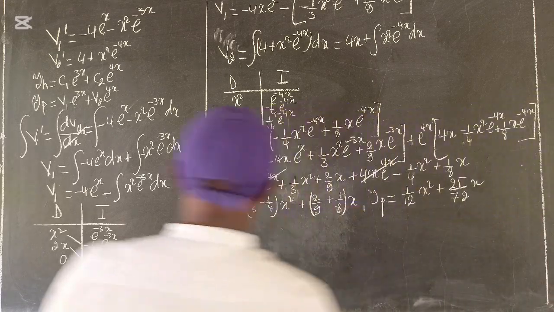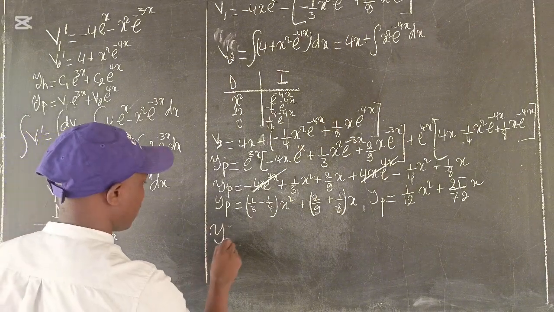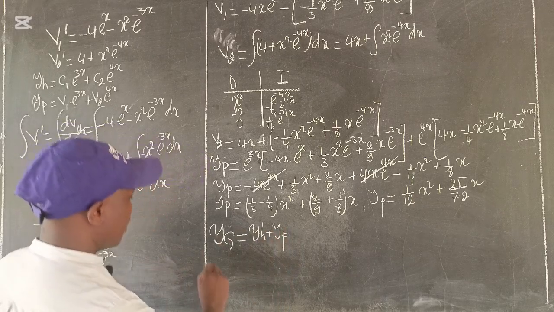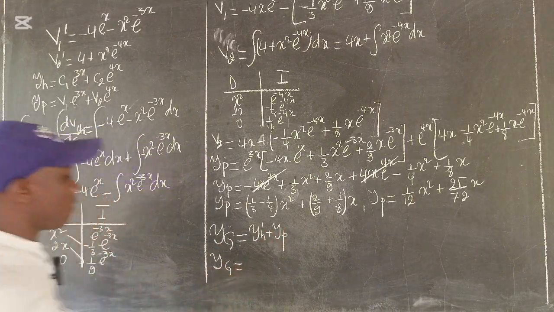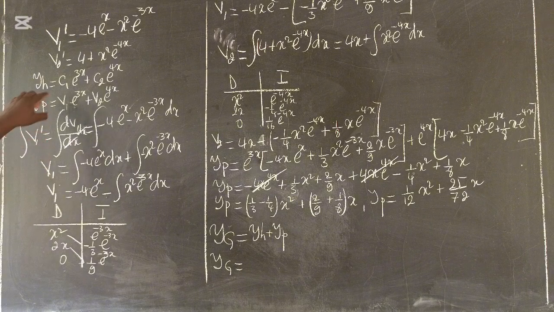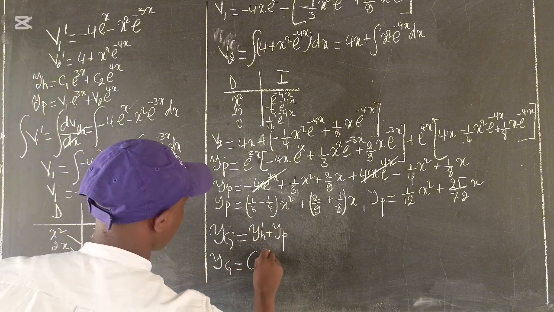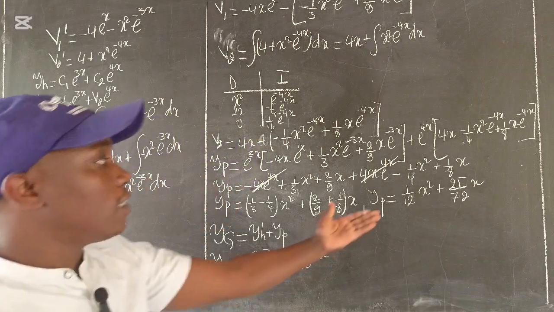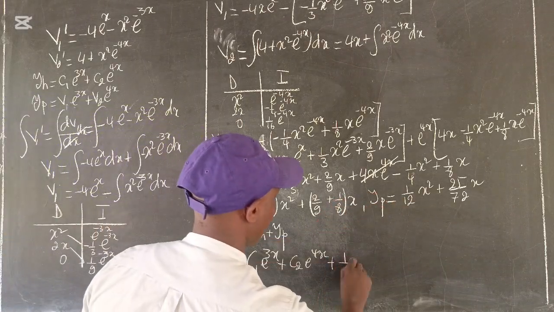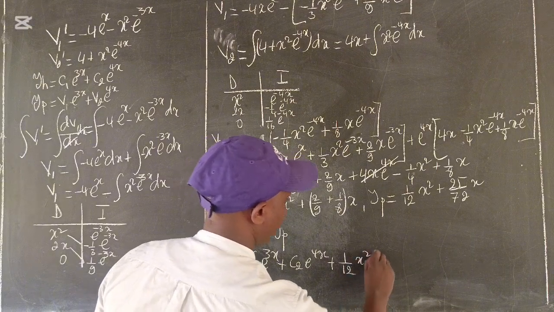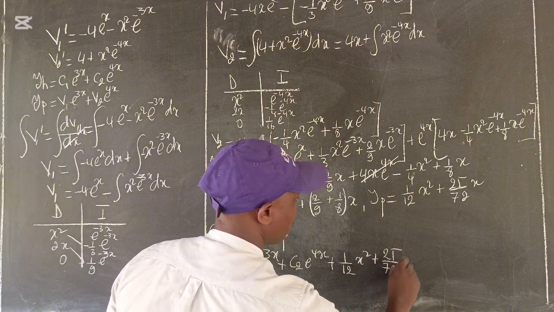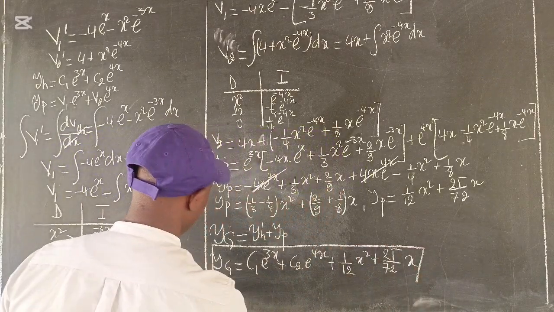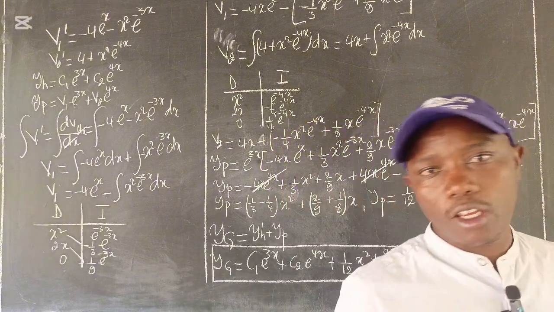Okay, our general solution, let's write yg, which is yh plus yp. The general solution will be, our yh is this. We have c1 exponential 3x plus c2 exponential 4x. Then we add our yp. This is plus 1 by 12 times x square plus 25 by 72 times x. Here is the solution to the differential equation we've been given.